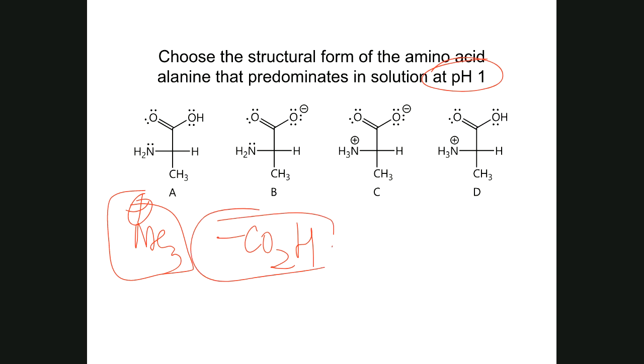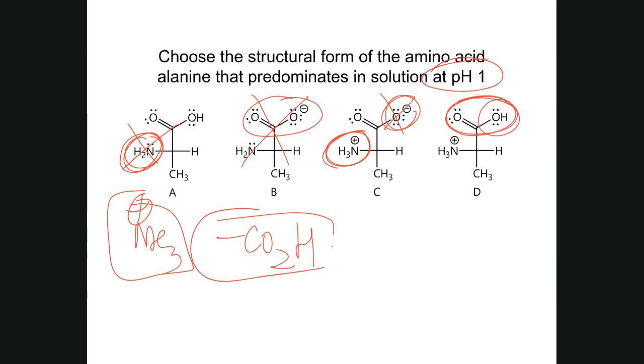Not this one, because this one doesn't have the ammonium. So this is out. This is deprotonated, so this is out. This one has this protonated, but this one is deprotonated, so this is out. And if you notice, this one has the full carboxylic acid plus the ammonium. So this is pH equals 1, okay? This one would be pH around 7. This one would be pH around 14.